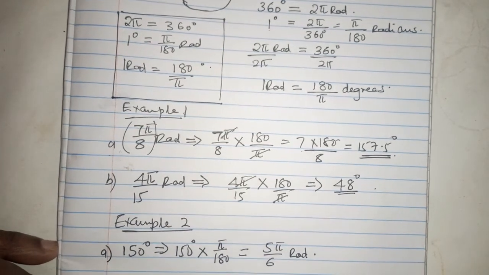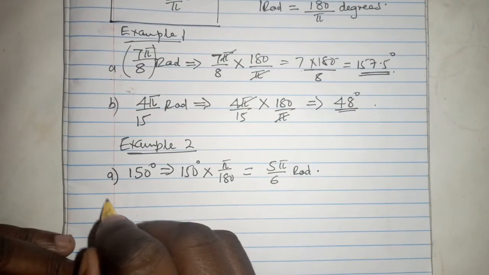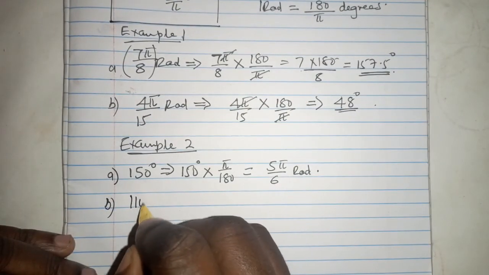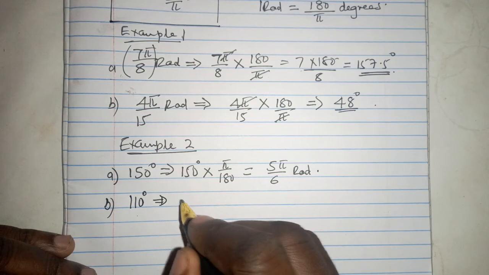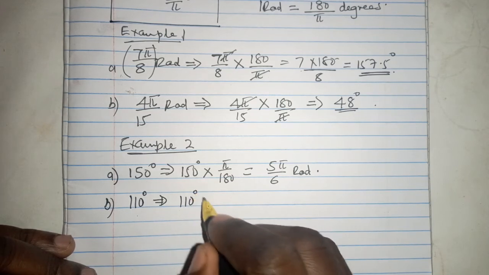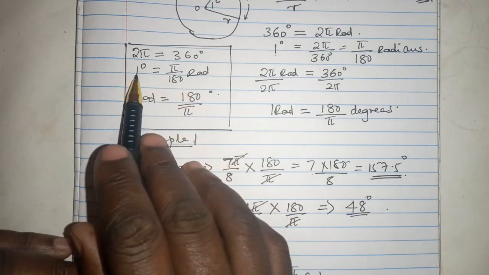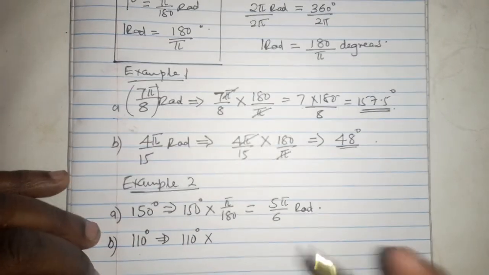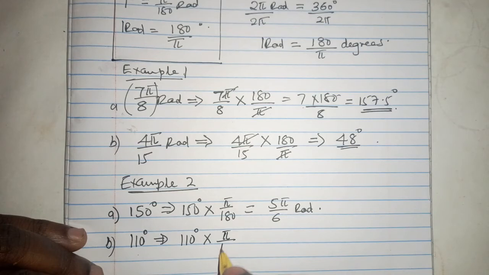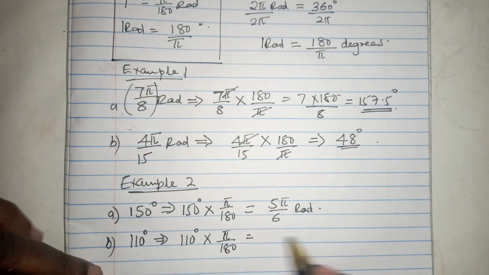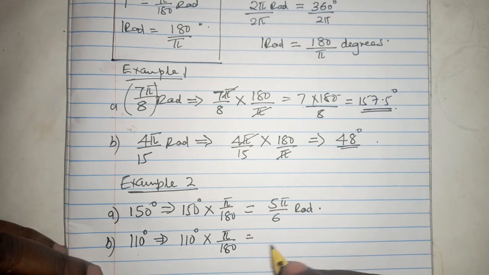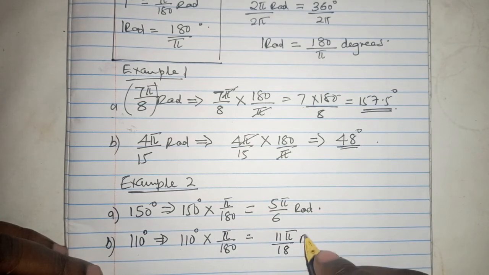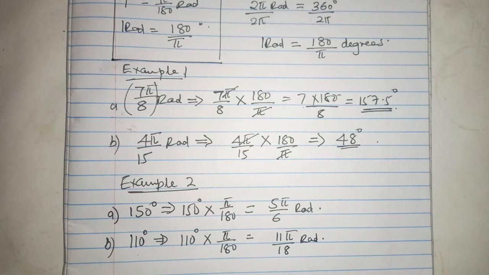What about example 2, part B? We have 110 degrees. In the same way, 110 degrees multiplied by the number of radians equivalent to 1 degree, which is pi over 180. This is basically 11 pi over 18 radians. And that is just it.